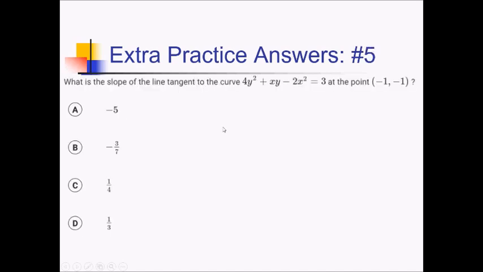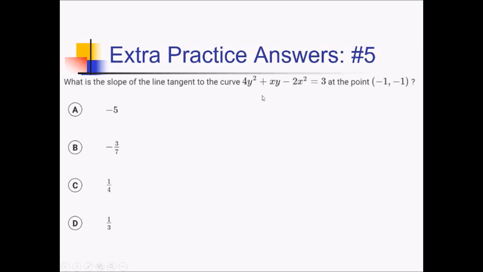On this problem, we're trying to find the slope of the tangent line to this curve at (-1, -1). So I have to first take the derivative of this and then plug (-1, -1) into that. Since I can't isolate y, I have no choice but to use implicit differentiation.